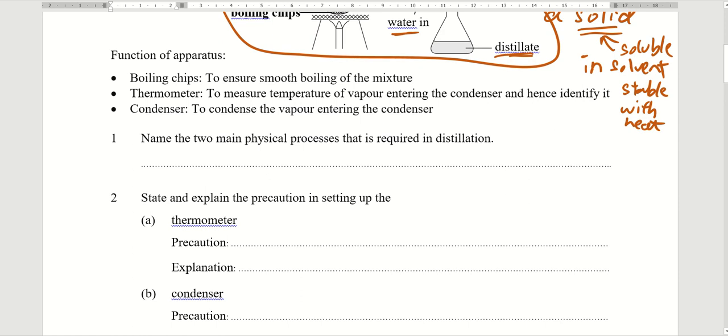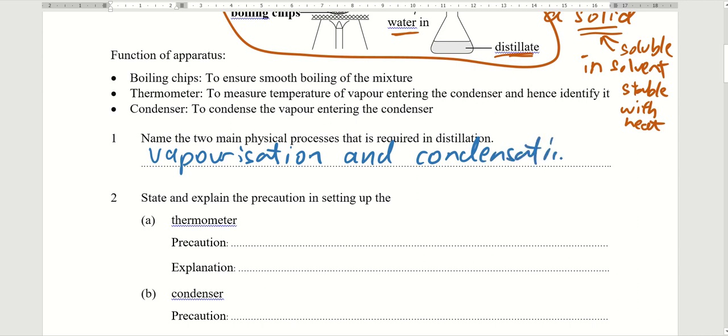Next up, let's look at the first question. Name the two main physical processes that are required in distillation. If you have referred to my video, or to the textbook, you'll be able to know that the two physical processes required are vaporization and condensation. So what is vaporization and what is condensation?